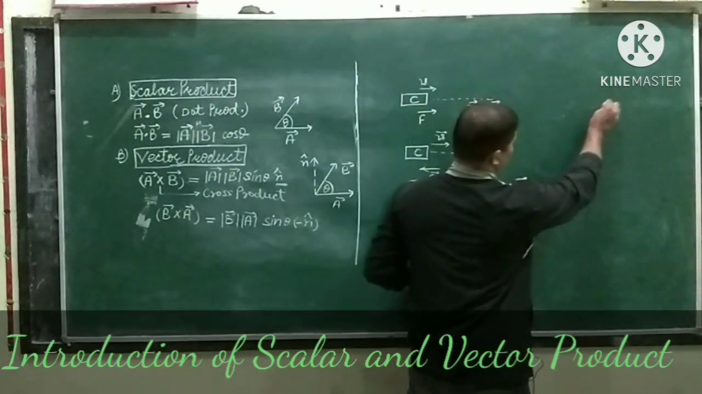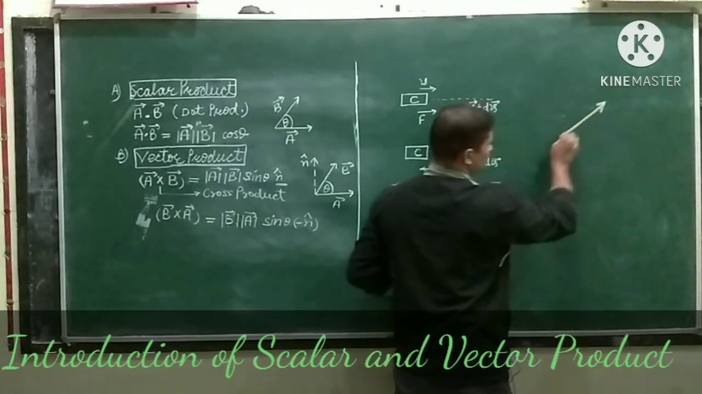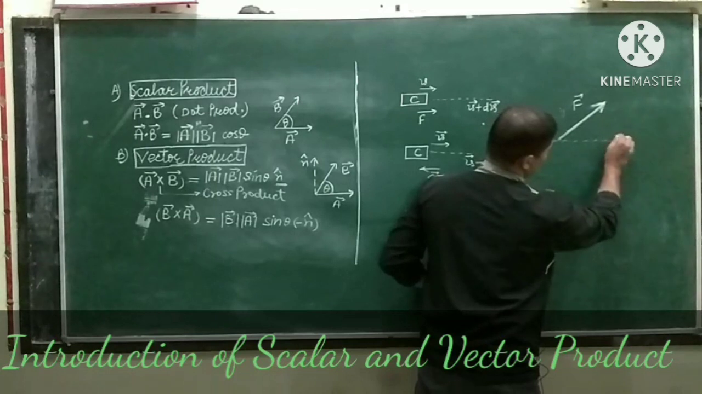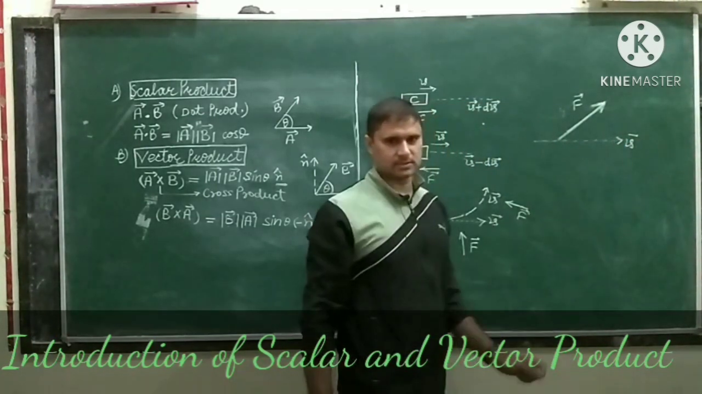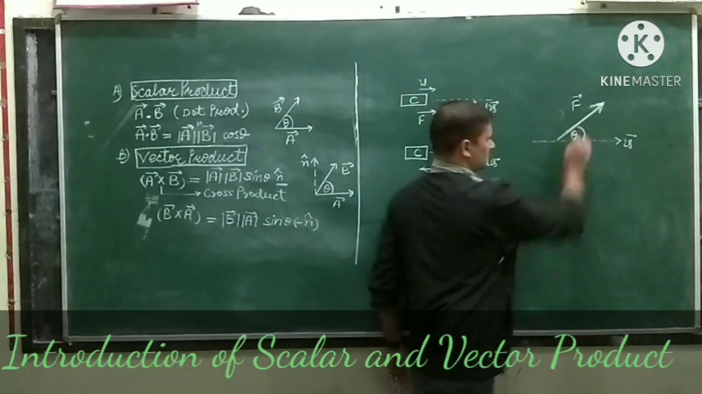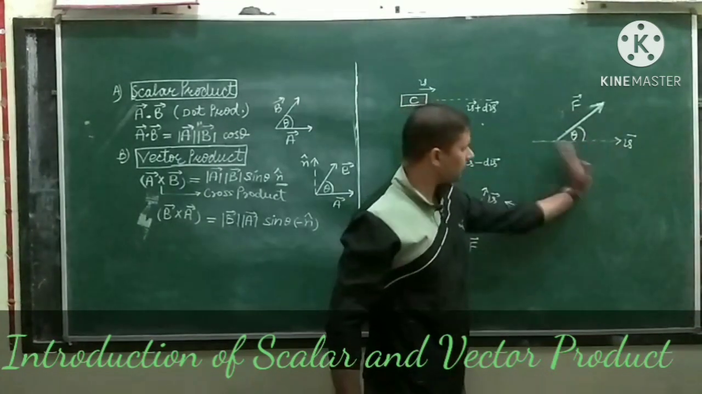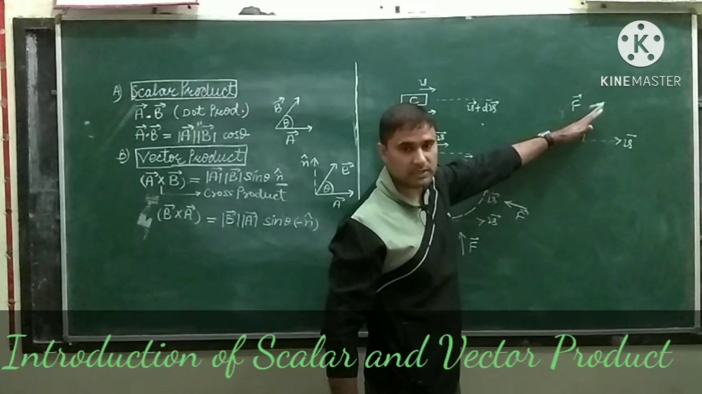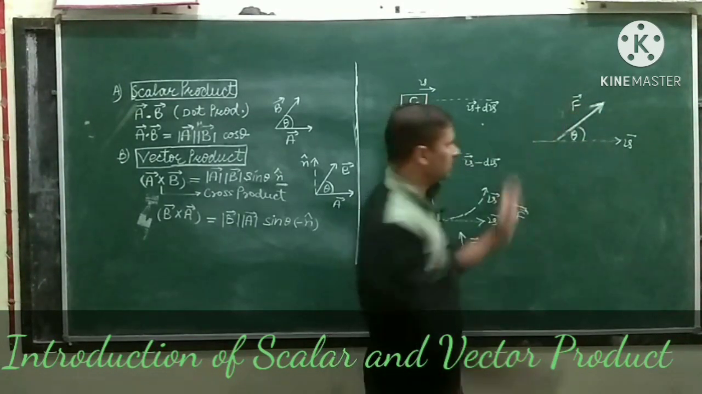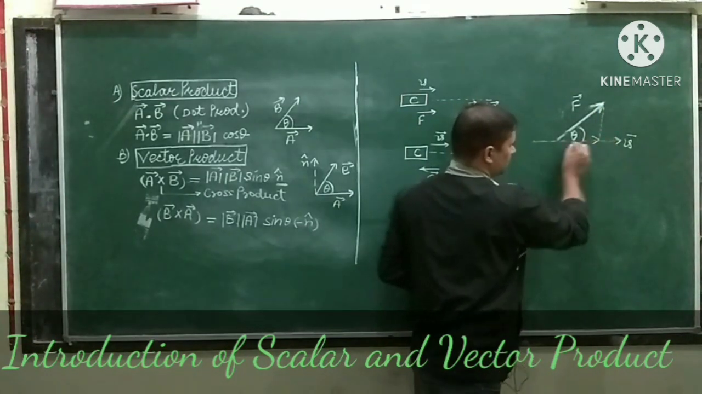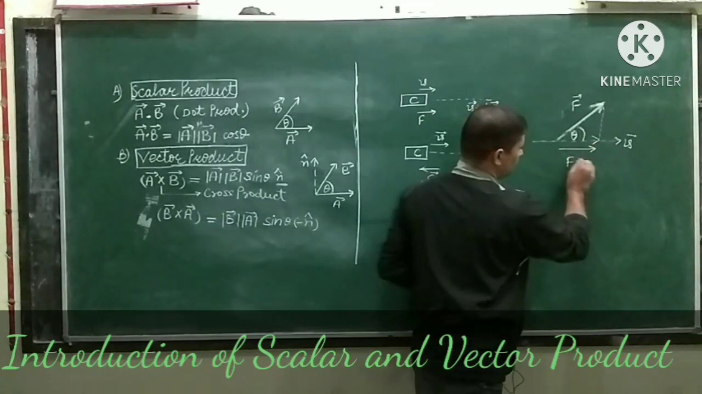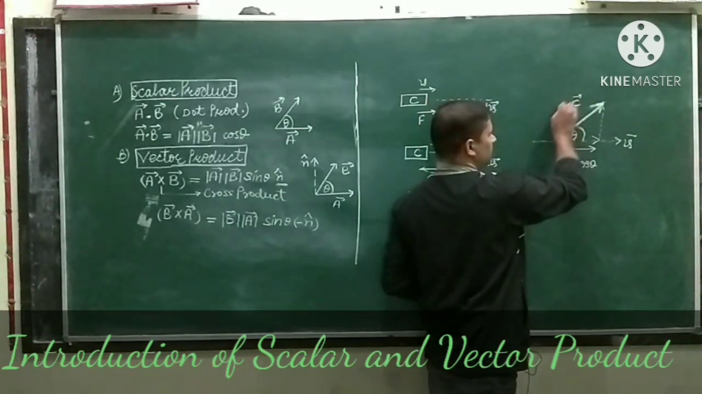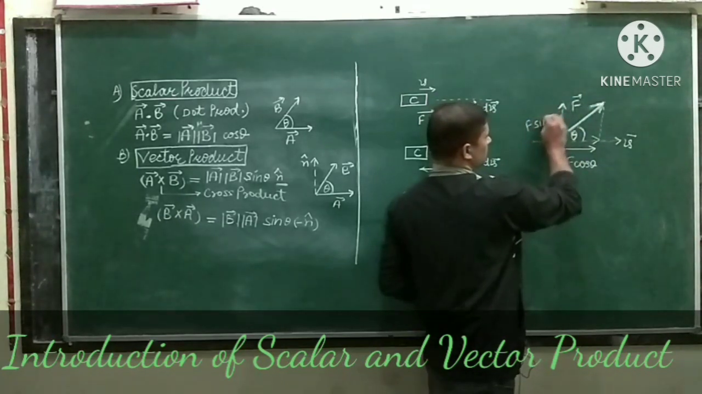Now see, let the force be in this direction. This is force, and let us have the velocity component in this direction. Okay class, now this force is neither parallel to the velocity nor opposite to the velocity, and neither perpendicular to the velocity, but we can resolve this vector F into two components, one along the velocity. This component of the force will be F cos theta, and the magnitude of the component which is perpendicular to the velocity will be F sin theta.